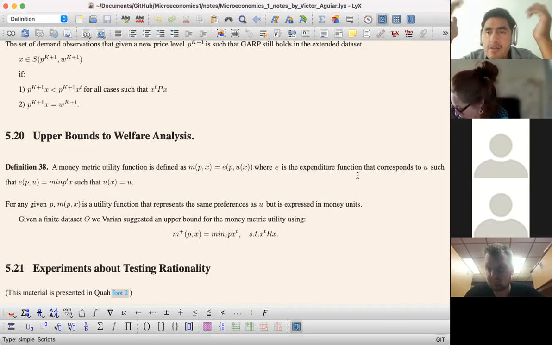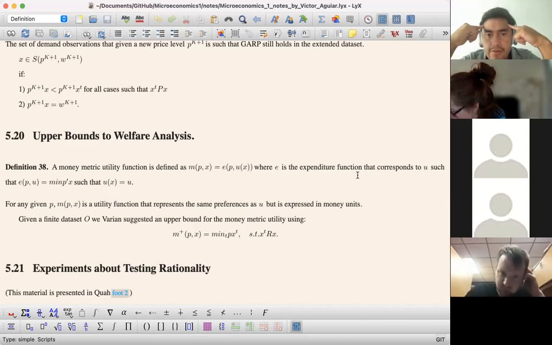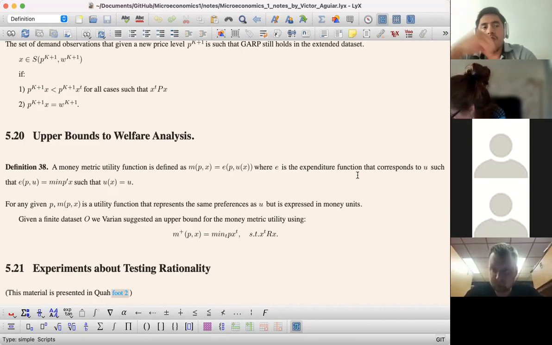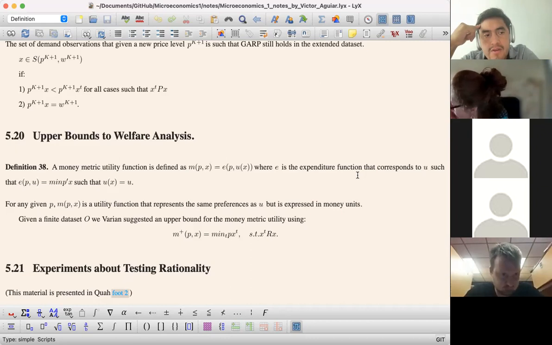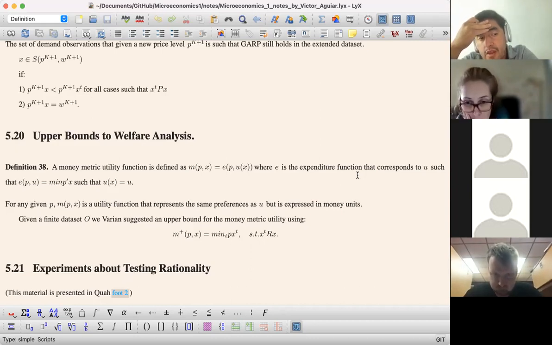But so in particular, in this case, we're just gonna introduce this object, and then we're gonna study it a bit more later. But remember that the expenditure function is just the result of minimizing the expenditure subject to u of x equal to u, so the target utility. Now, for any given price, the m of p, x is a utility function that represents the same preference u, but is expressed in money units, right?